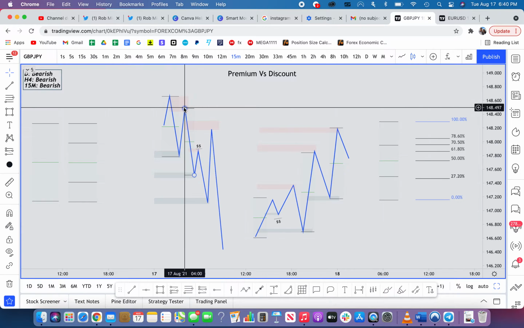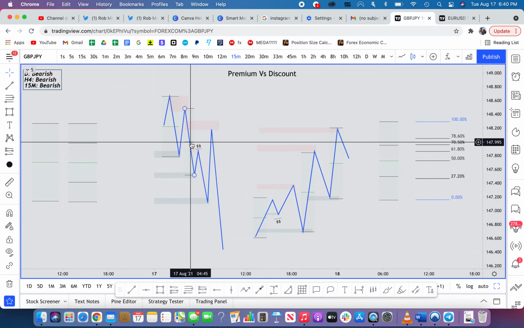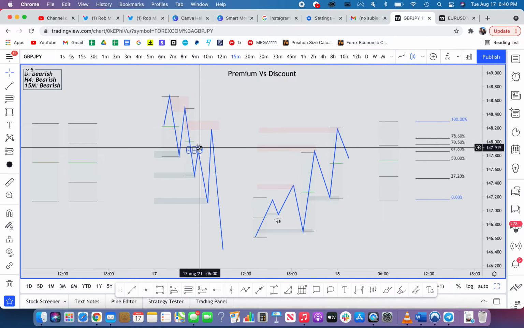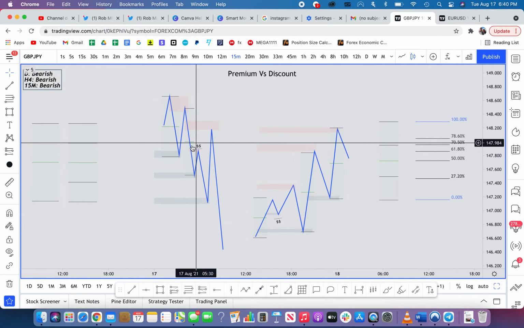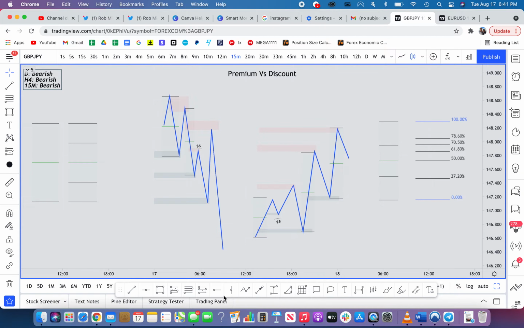So what often happens is when we print a high in the discount, a lot of times it ends up being inducement for the actual move, and we'll come back up and grab that inducement and use that as the fuel to continue down. And we will go over some real world examples on actual candles after this.